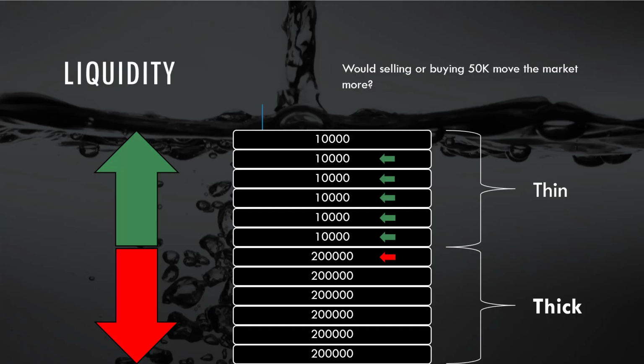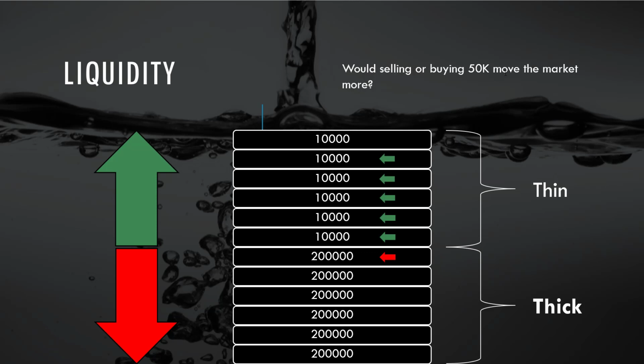So let's have a quick look at liquidity, what this means. So I'll ask you a question here: would selling or buying 50,000 units of this commodity move the market more? Let's have a look. If you look here, this is the spot price for this commodity. Okay, and you can see here that we have big numbers, so we have thick liquidity below price, we have small numbers, thin liquidity above price. And let's just say that these are units of this commodity here. So we have 2,000 units per block here, and we have 10,000 units per block above price.